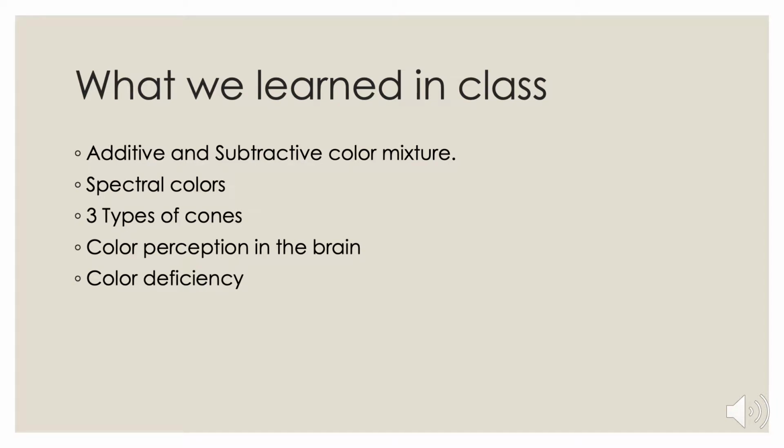What we learned in class. We learned about additive and subtractive color mixture, 3 different types of cones, color perception in the brain, spectral colors, which is a color that is represented in one single or a small band of wavelengths of light, the most basic of a color. This is also monochromatic light, and color deficiency, specifically monochromatism and dichromatism.